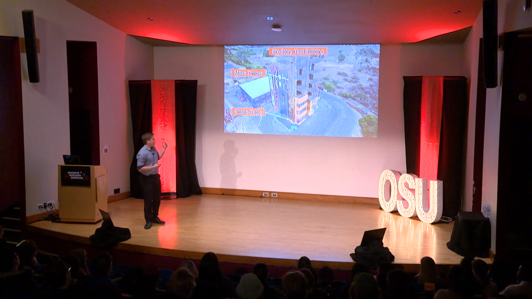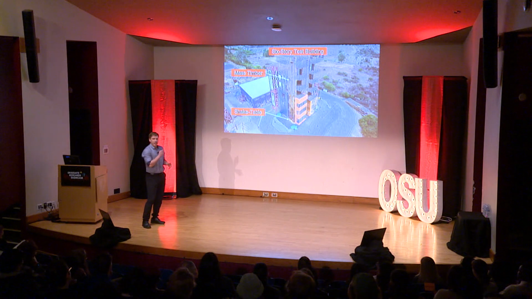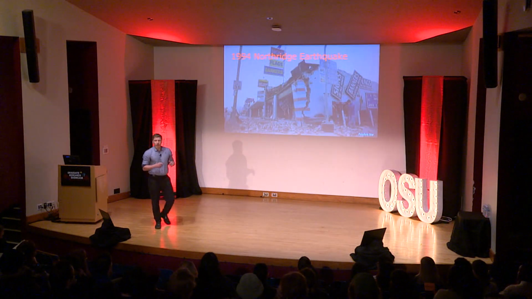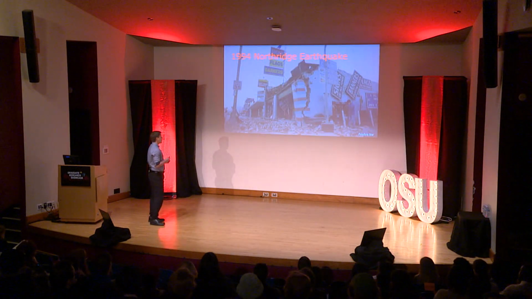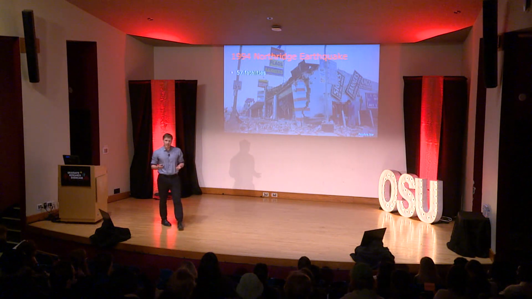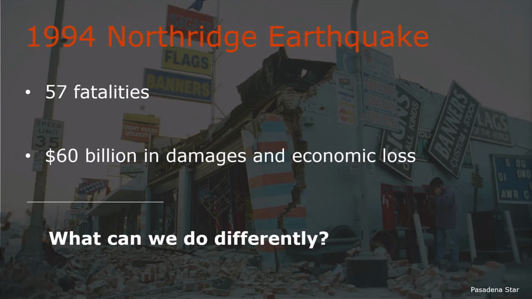What you saw in the video was a simulation of the infamous 1994 Northridge earthquake. This earthquake took 57 lives and caused $60 billion in damages and economic loss. So how do we make sure history does not repeat itself? How can we prepare our communities to face such a risk? Well, the most efficient way we can prepare is to design our buildings to be resilient.